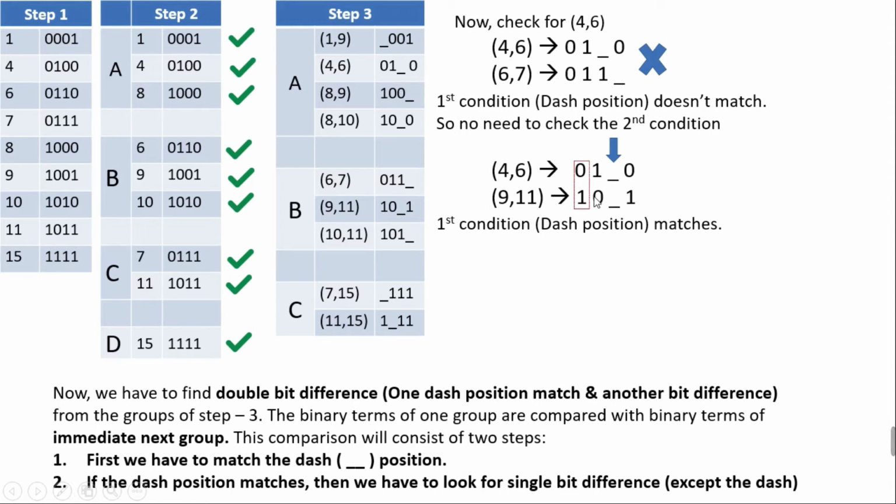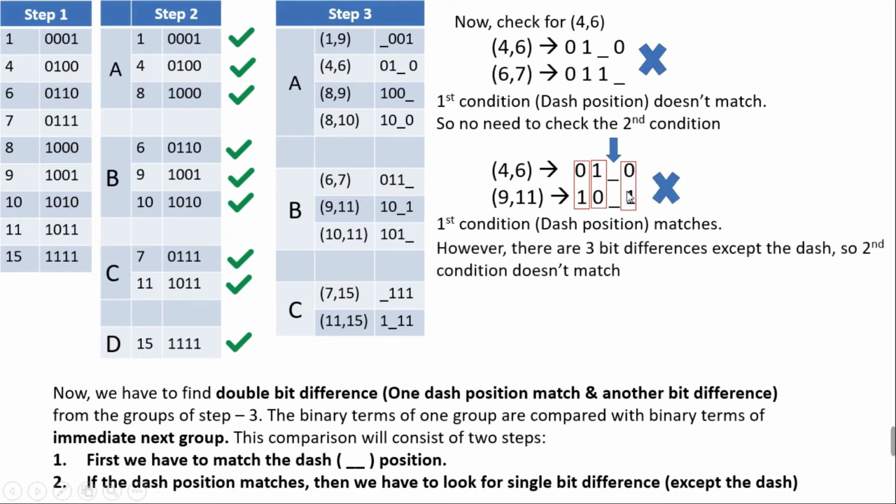You can see that there is a bit difference at the first position, another bit difference at the second position, and another bit difference at the last position. So there is actually no single bit difference. There are 3 bit differences for those pairs. Even though the first condition matched, the second condition didn't, so we're definitely going to discard this comparison and move on to the next one. You get the idea, I guess, that for a valid comparison you need to match both of these conditions, not only one.